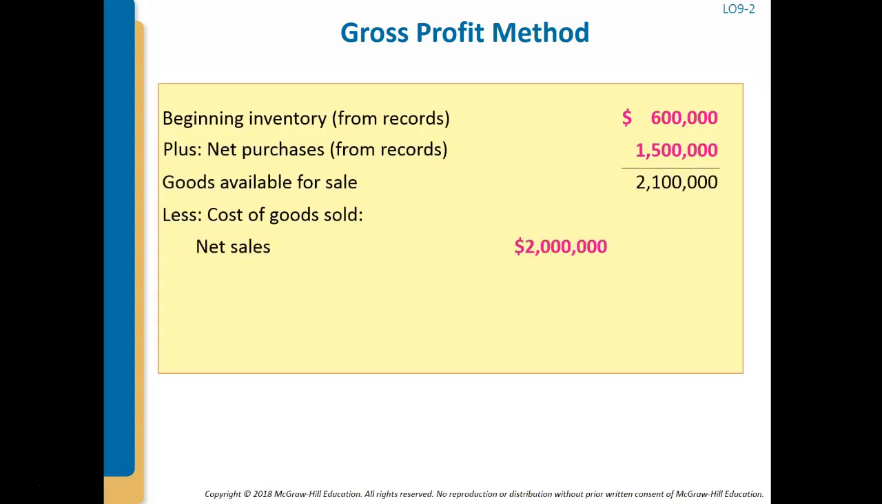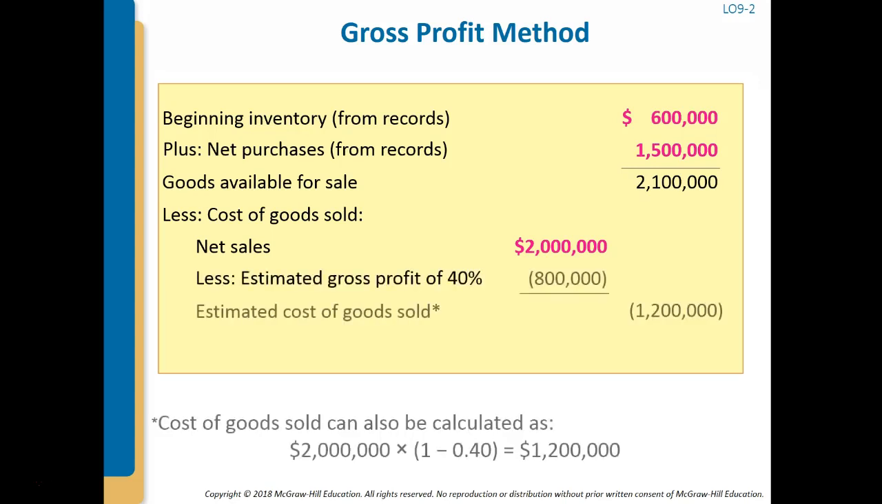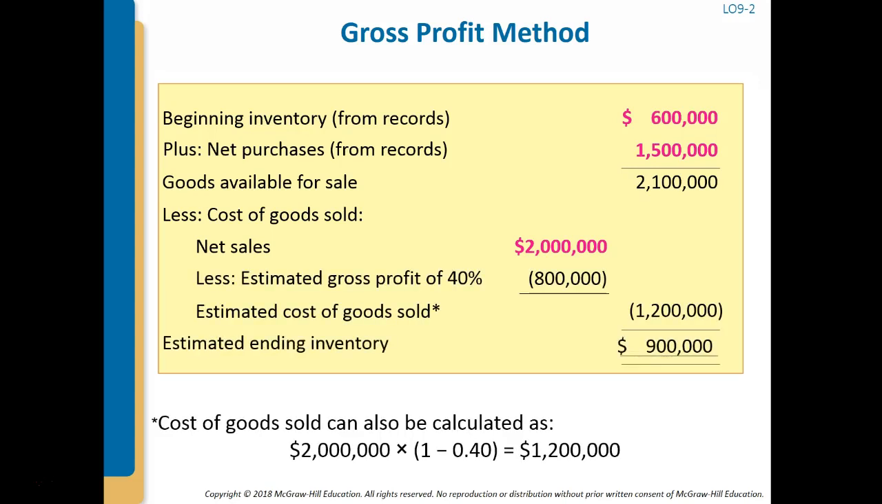Suppose a company began the year with inventory of $600,000, and on March 17th, a warehouse fire destroyed the entire inventory. Company records indicate net purchases of $1,500,000 and net sales of $2 million prior to the fire. The gross profit ratio in each of the previous 3 years has been very close to 40%. Here we see how the company can estimate the cost of the inventory destroyed for its insurance claim.